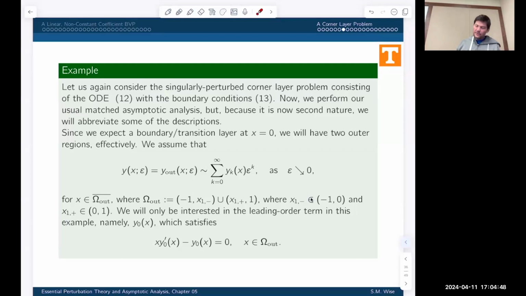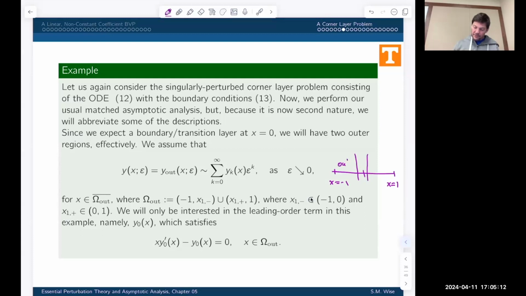We're going to assume that the outer solution is an expansion in now 2 regions because there are going to be 2 outer solution regions. That's because our problem looks like this now. So in the middle, we're going to have a boundary layer.